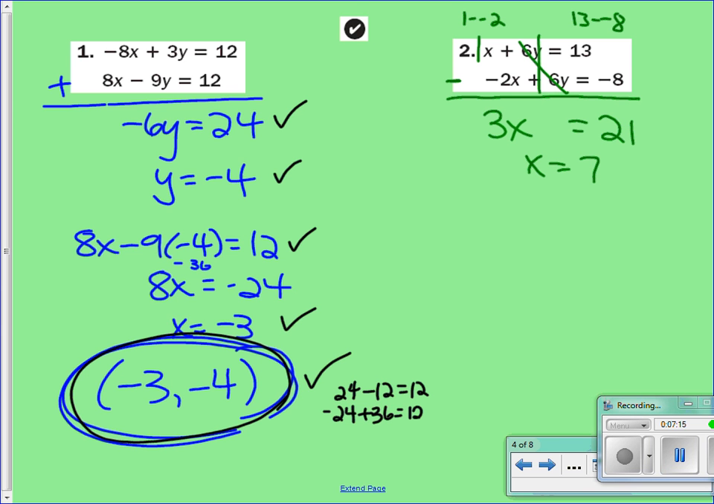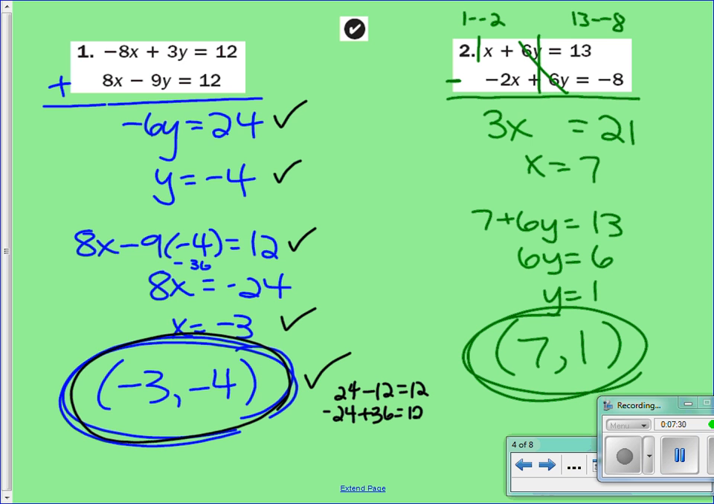Plug it back into one of the equations, and let's do the easier of the two. So 7 plus 6y equals 13, and that means that 6y has to equal 6. So y is 1. My ordered pair is 7, 1, and let's check to make sure that makes sense. So 7 plus 6 equals 13. Yes, it does. -14 plus 6 equals -8, and that works too.